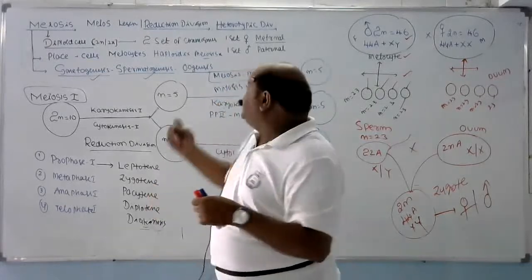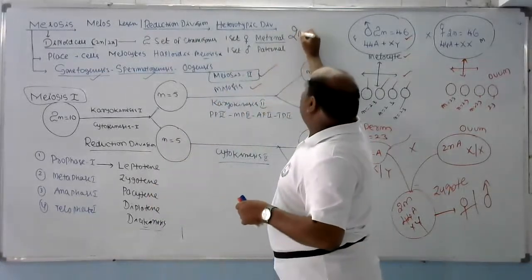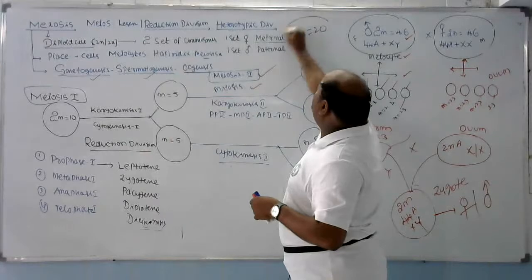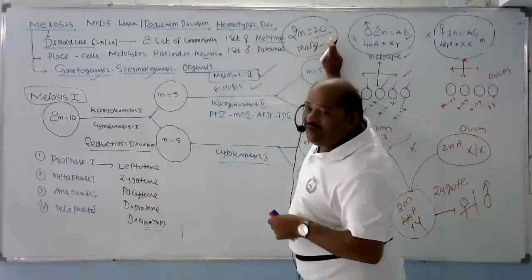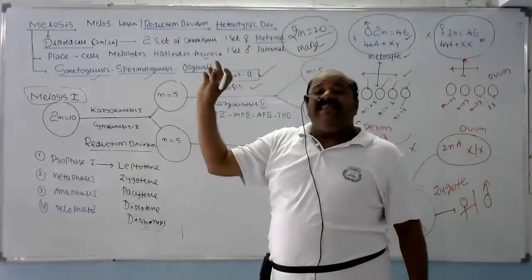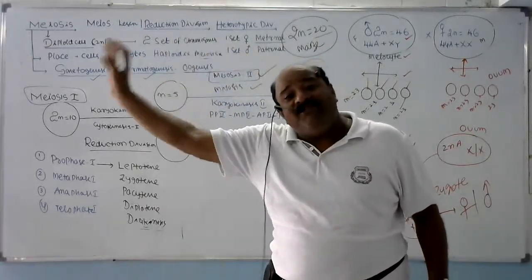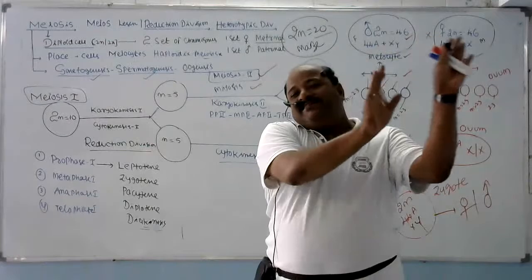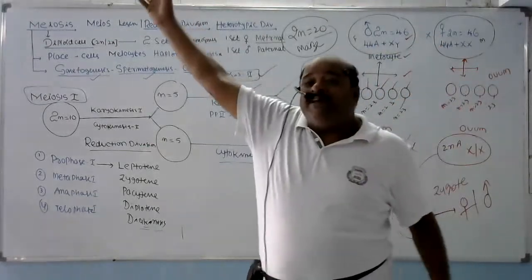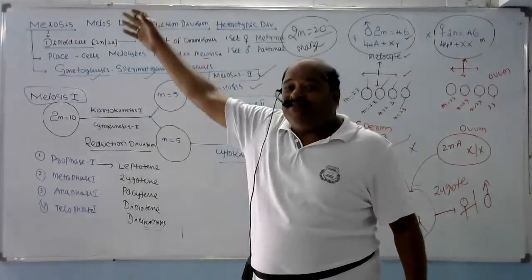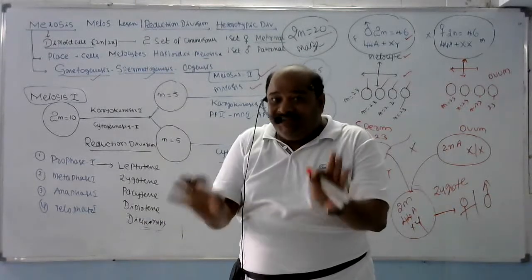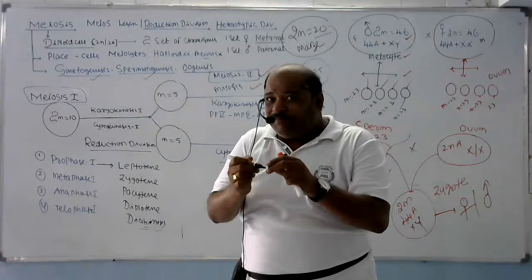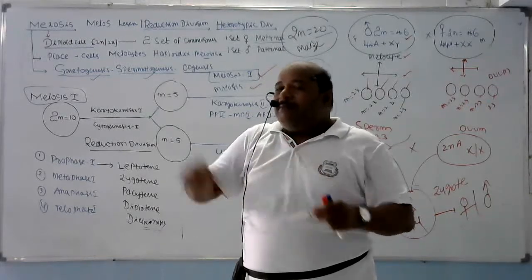Yesterday I told an example. In maize, 2n equals 20 chromosomes are present in the maize plant. Out of 20, n equals 10 comes from the male and another 10 from the female. It is never like American maize having 2n equals 40 chromosomes and Indian maize having only 2n equals 20. You remember?